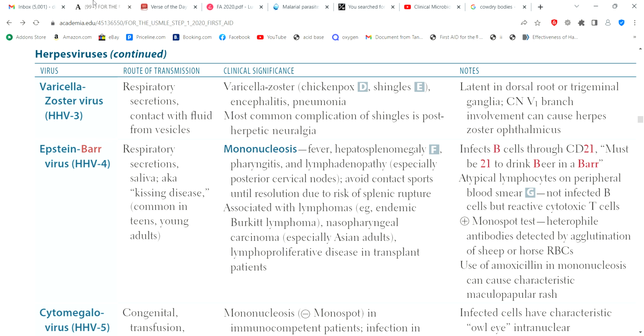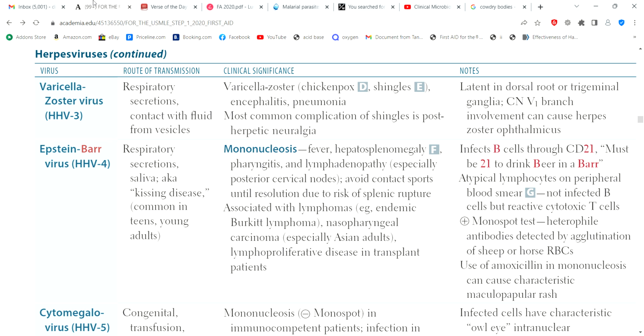Varicella zoster is latent in the dorsal root or trigeminal ganglia. Involvement of the ophthalmic division of the trigeminal nerve can cause herpes zoster ophthalmicus, which is a viral involvement of the ophthalmic division of the trigeminal nerve. So this causes pain and tingling of the forehead, blisters on the forehead and nose, eye ache, redness, light sensitivity, and eyelid swelling.